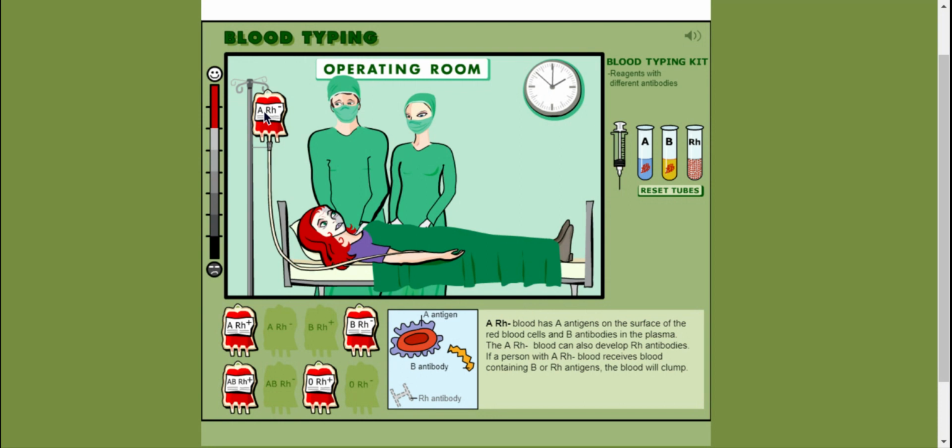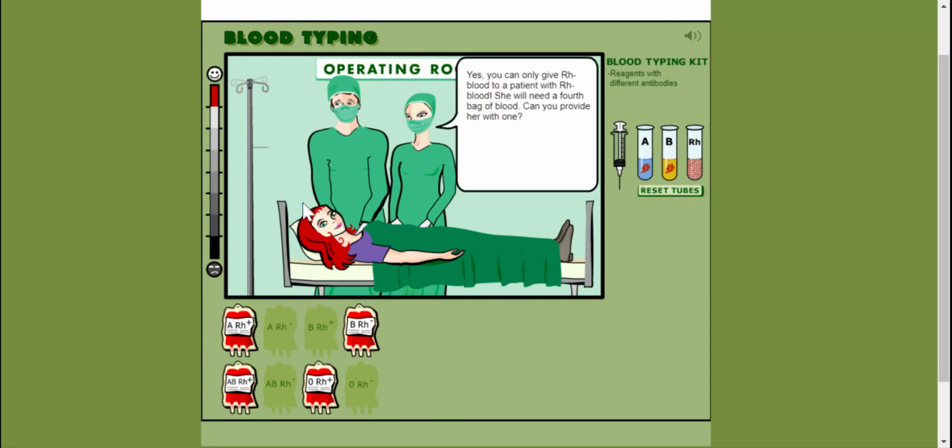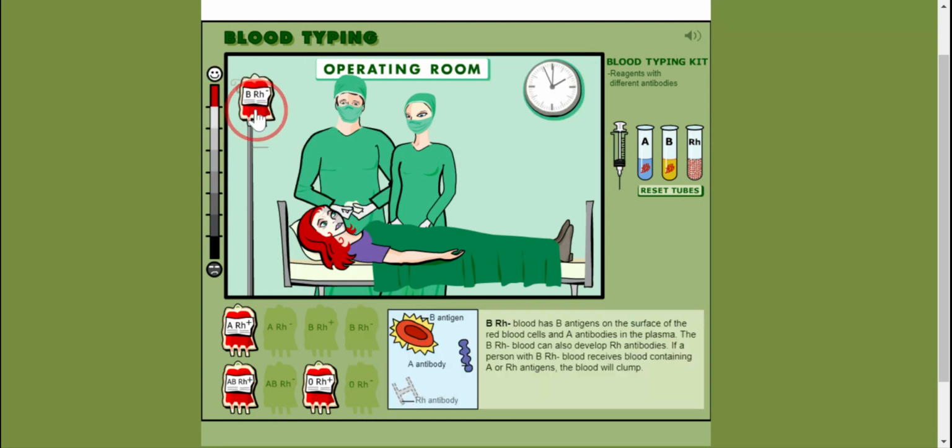And I think we're going to be asked to give one more. Yep, one more for her. And so we would give that B negative. That would be quite a bit of blood to transfuse into one person here.